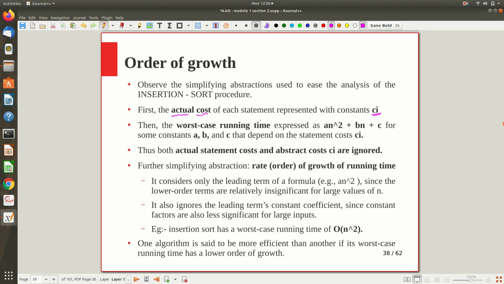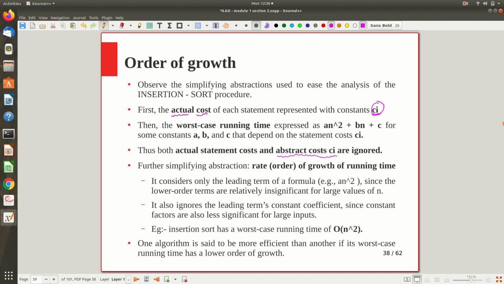So here the actual cost you ignored, and represented it using some constant ci. This ci is an abstract cost; it is not representing the actual cost, which is abstracted by the constant ci. I am writing it in general like that, and it depends on the platform. Now in the next level, we ignored that abstract cost ci also, or we added all these constants together and expressed the result as something like a n square, where a is a sum of a set of constants. So that also we ignored.